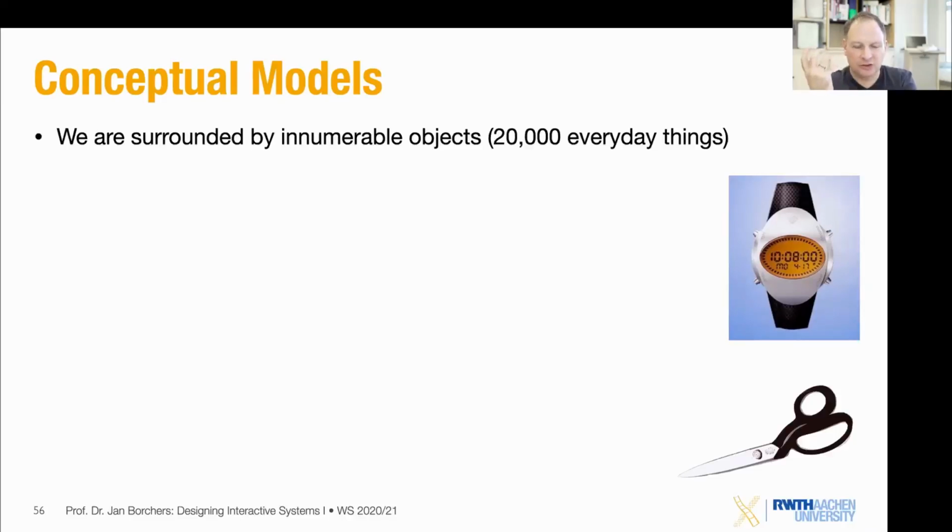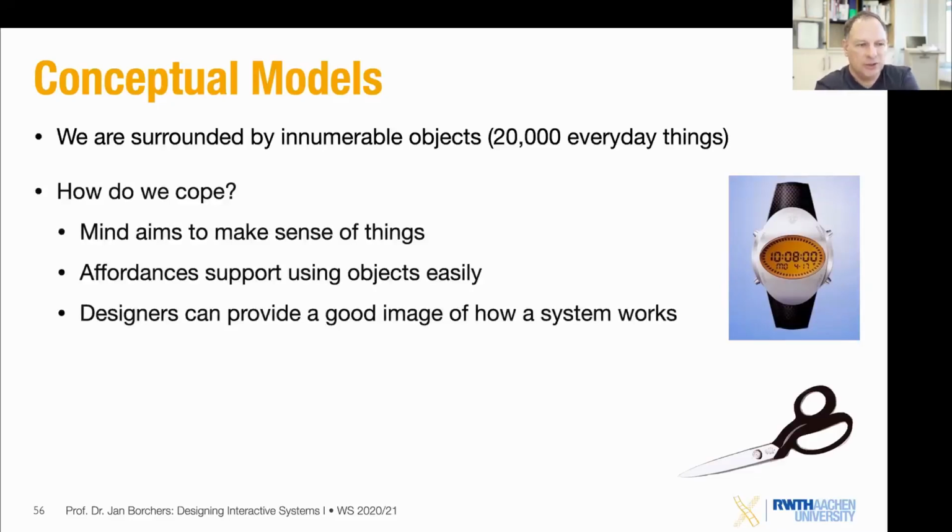We haven't sat down and learned for every single thing how it works exactly in a lesson, right? We deal with it because we build conceptual models. That's how we cope. So our mind is wired to make sense of stuff. We've already seen that at work in our examples of the Gestalt laws and visibility. Affordances of objects help us use objects easily if they are perceivable.